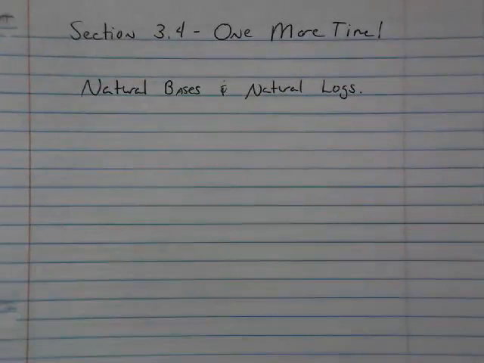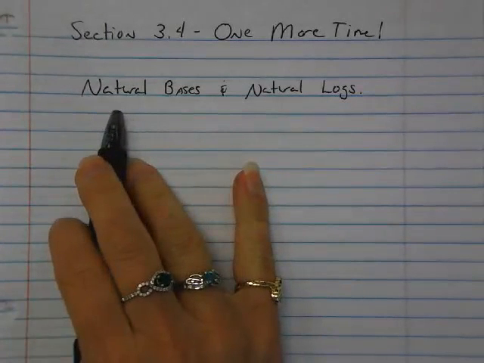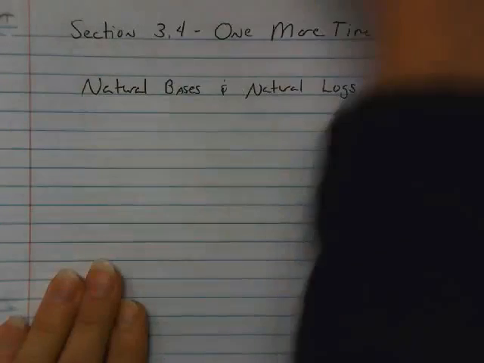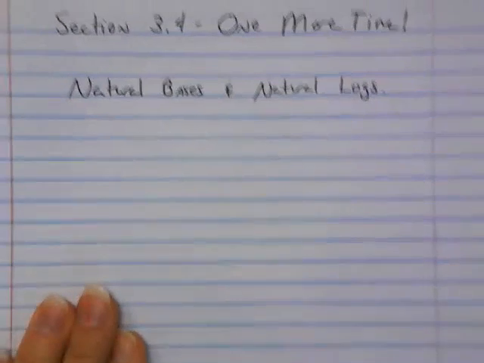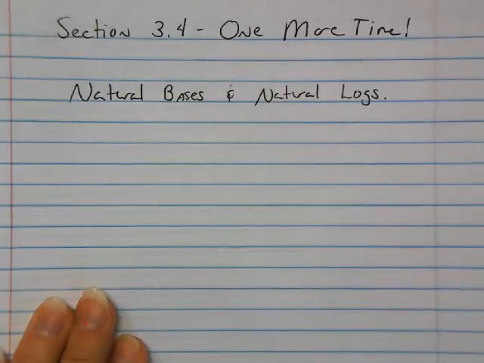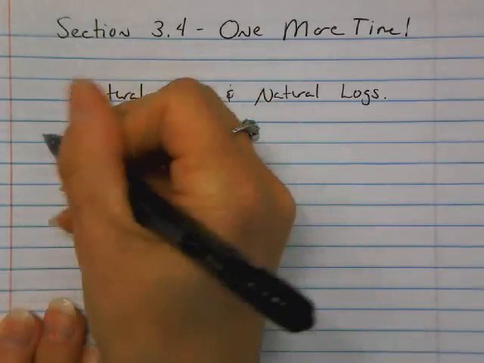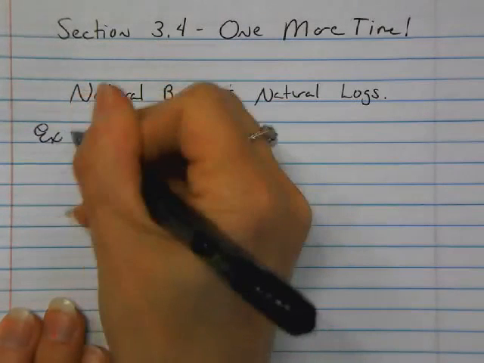Alright, welcome. So today we're going to attempt section 3.4 one more time. I understand we're never going to get out of 3.4, but there's so much to do in 3.4 that I thought maybe instead of rushing through it, we'd go ahead and just take our time. So today we're going to look at equations that involve natural bases and natural logs. Alright, and we're going to go ahead and just jump right into an example and hopefully get through with this lesson today.